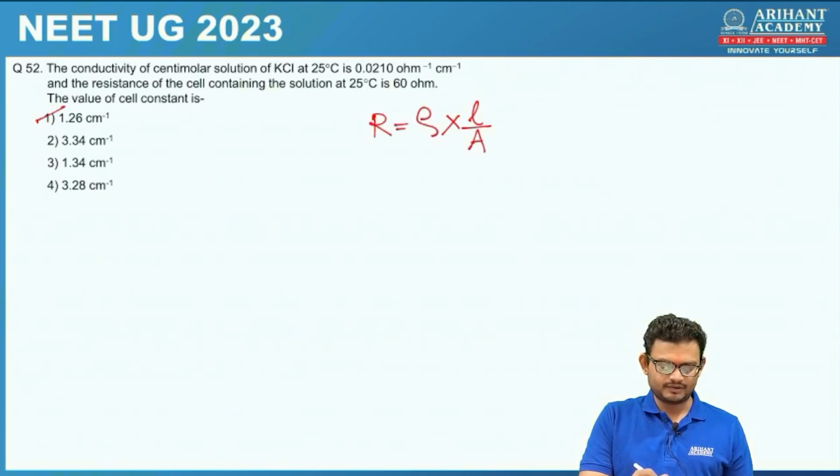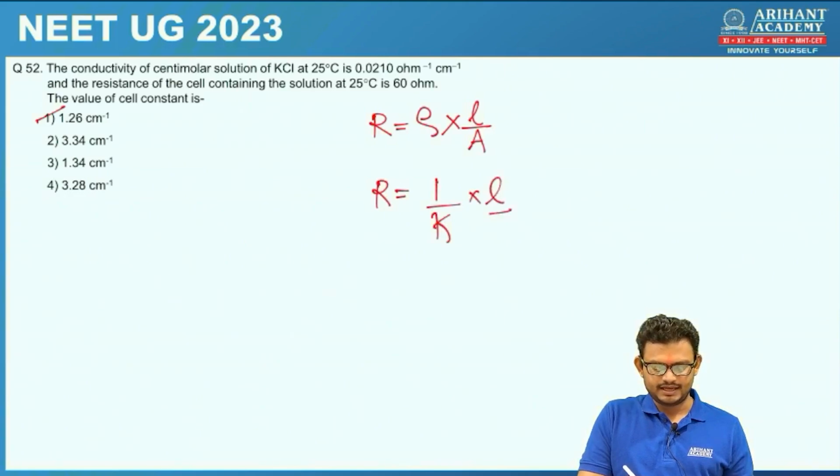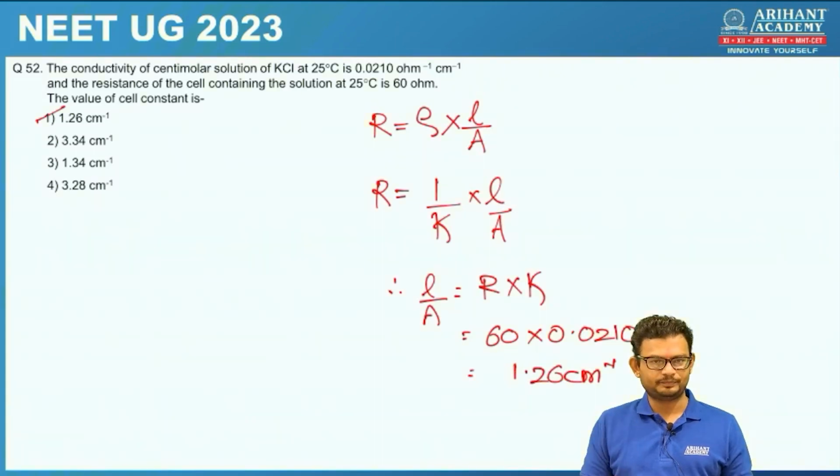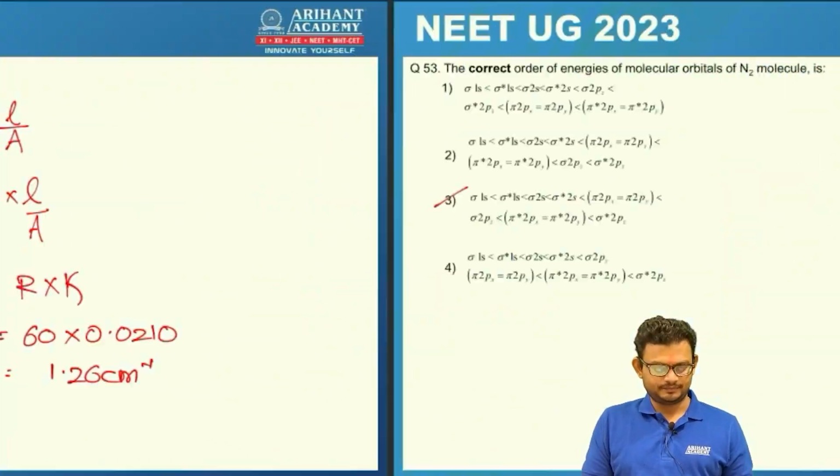L by A. So rho is resistivity, I take its inverse, it becomes conductivity. So 1 by kappa into L by A. Therefore L by A, the cell constant, becomes resistance into kappa, which is 60 into 0.0210, and that comes to 1.26 centimeter inverse, which is option 1. Let's move to the next question.